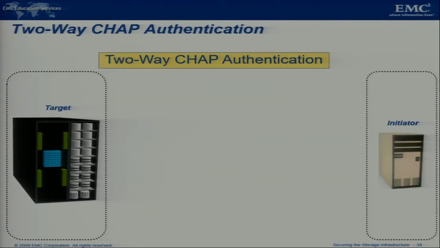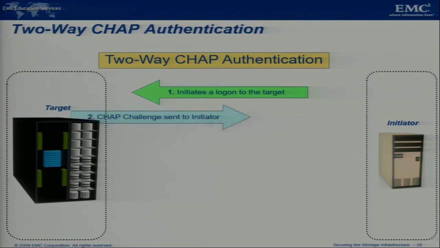The next one is two-way chat authentication. The same steps that we have seen in one-way chat authentication occur in two-way chat authentication, but the only difference is that authentication happens at both the initiator and the target. The same steps are there. What we have seen in one-way chat, the same steps will occur. For example, the initiator will first log in to the target.